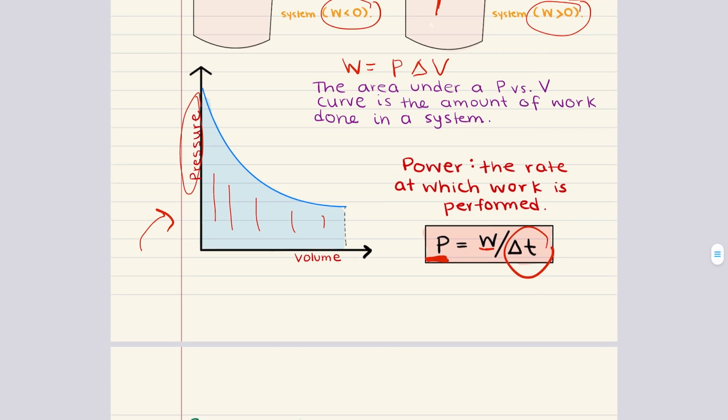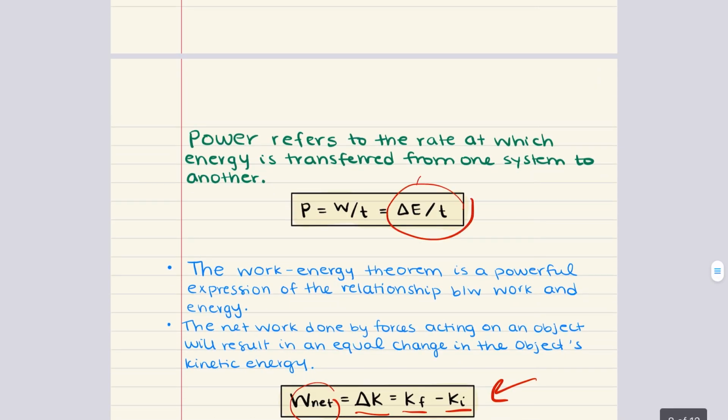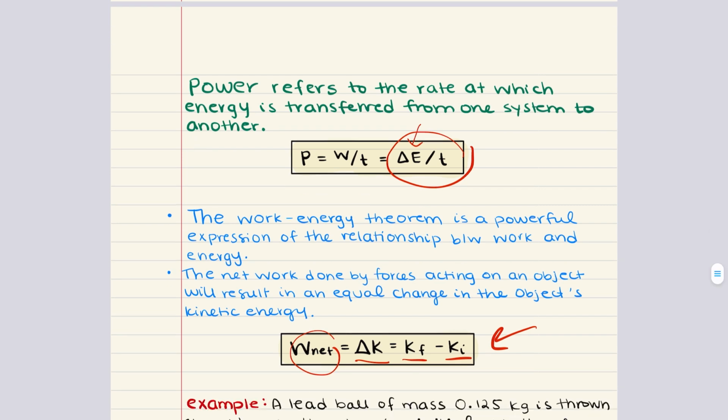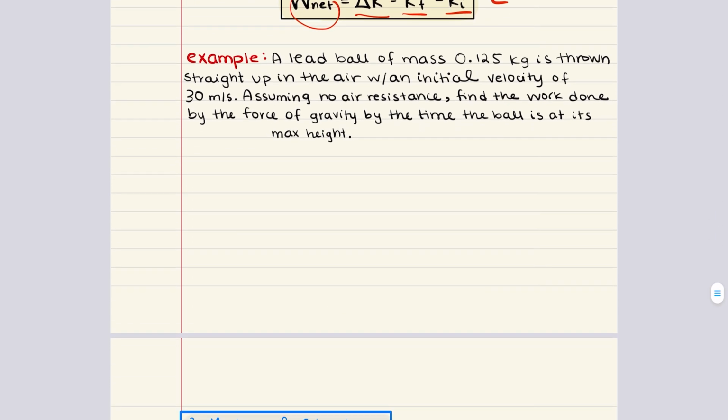Then we discussed our pressure volume diagram and how the area under the curve on a pressure volume diagram represents the work done by or on the system. Then we defined power. This is the rate at which work is performed, and this is the equation that describes it. Power is equal to work divided by the time over which the work is performed, which, by the way, is also equal to the change in energy over time. And then we discussed the work-energy theorem, which is a powerful expression of the relationship between work and energy. So with that, let's go ahead and tackle a practice problem.